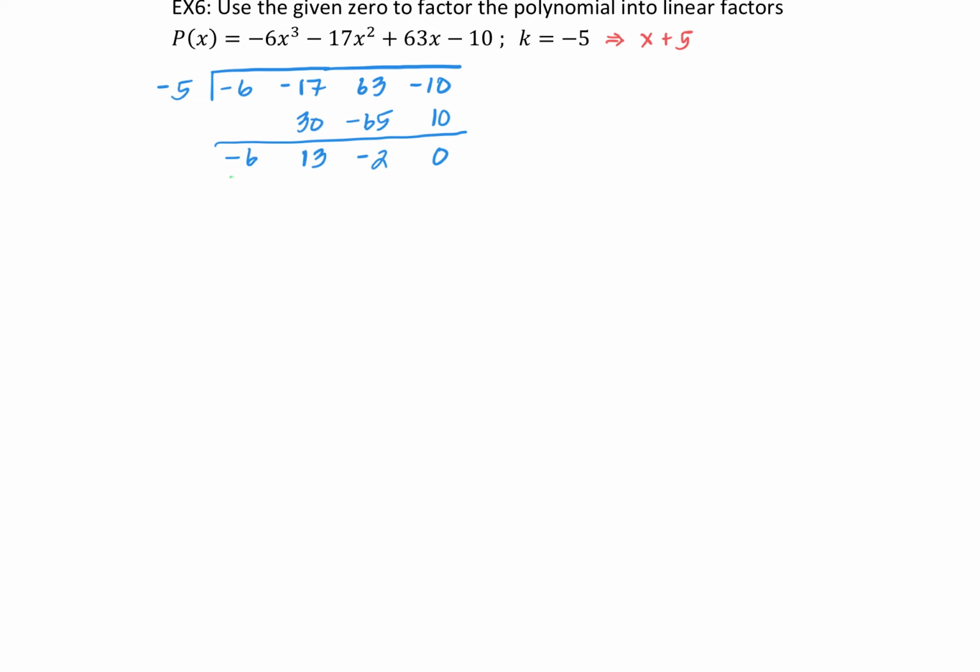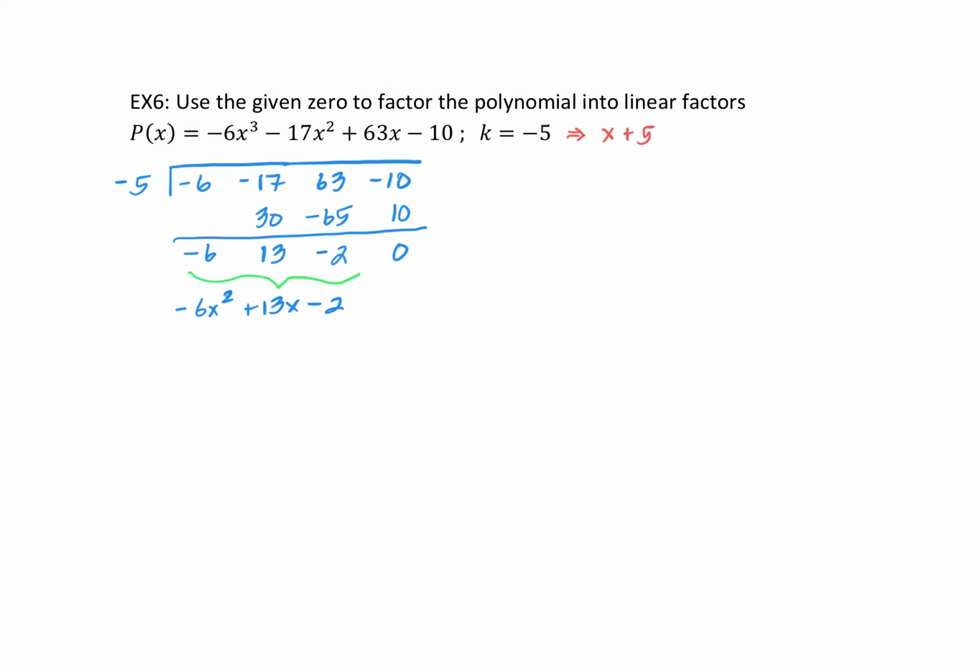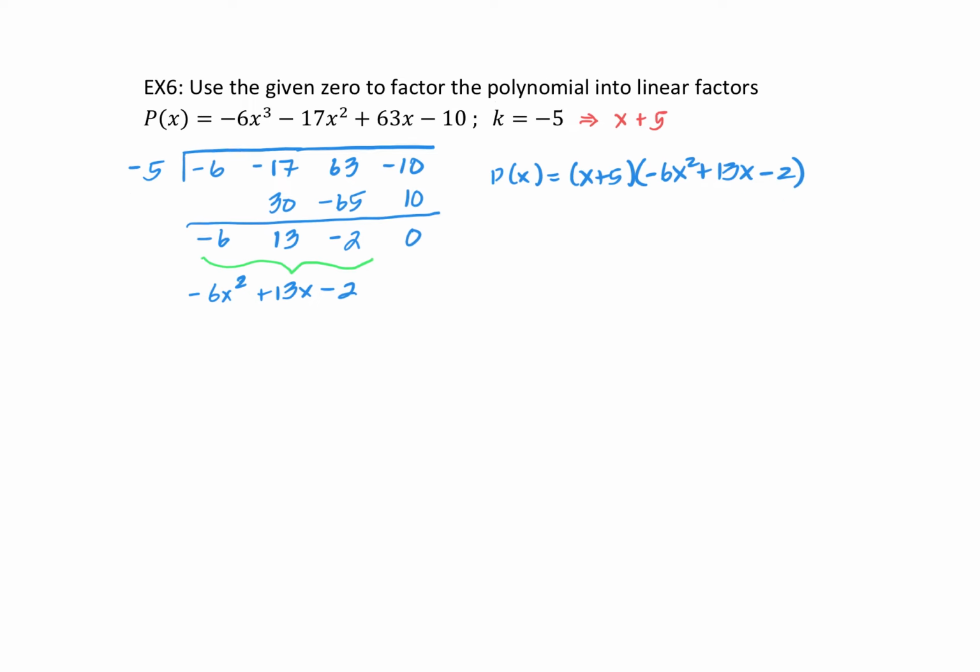Translating the negative 6, 13, and negative 2 becomes negative 6x squared plus 13x minus 2. All right, let's see where we're at. So our p of x, we already knew that the x plus 5 was a factor. And now we've used synthetic division to break it down into a negative 6x squared plus 13x minus 2. Okay, does that factor?